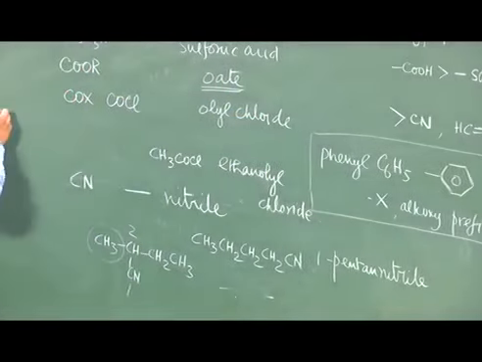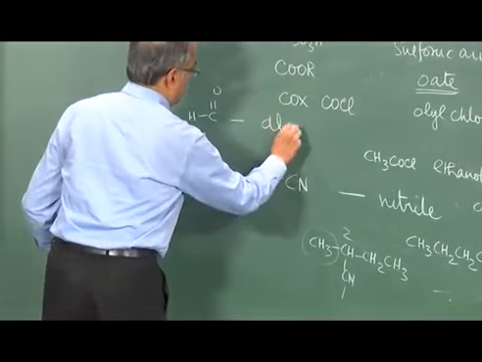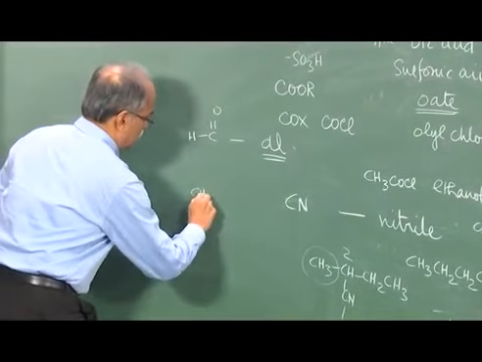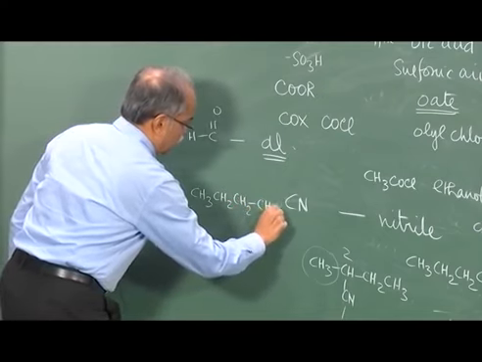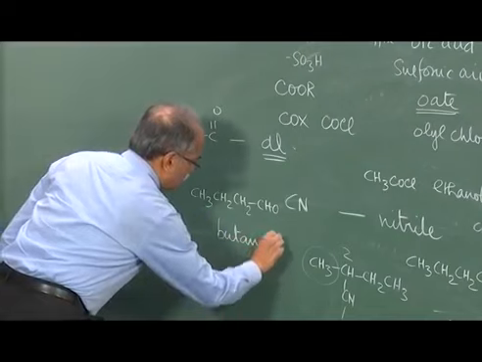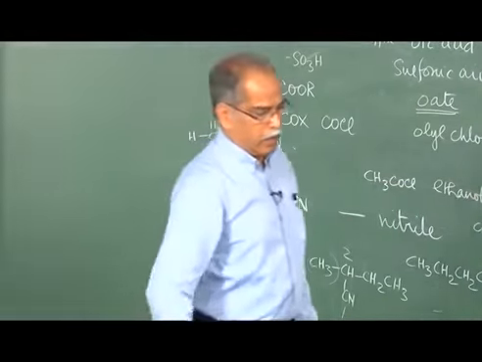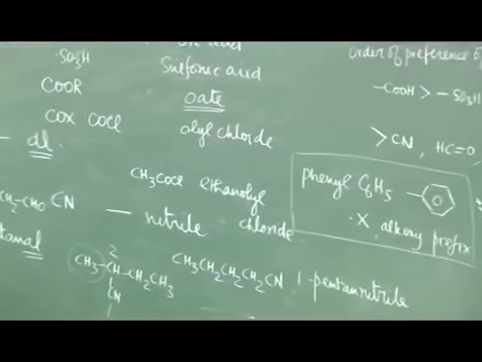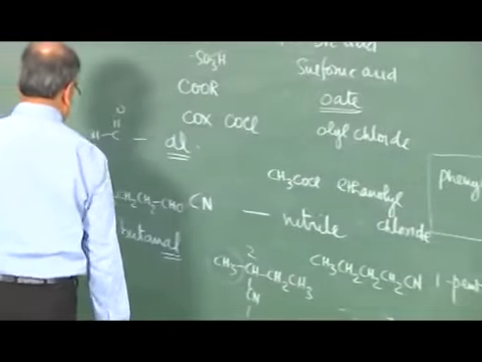Now, an aldehyde functional group always ends up with the suffix "al". This is butanal. You do not have to number the aldehyde because the aldehyde group always comes at the end of the chain. So, butanal should be fine. You do not have to say one butanal because there is no such thing as two butanal.